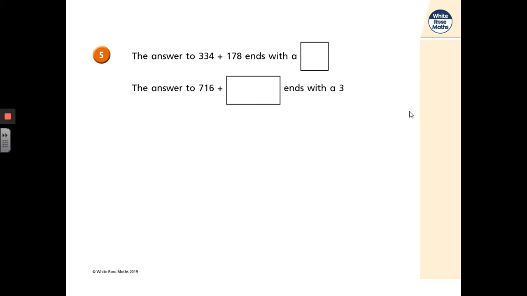And finally, the answer to 716 add something ends with a 3. So you need to think carefully now, what would I add to a 6 to get a 3? So think about that, we would have to do an exchange. So really you're thinking about what would I add to a 6 to get to 13? Because we're going to add until we get to the next number, which ends in a 3.